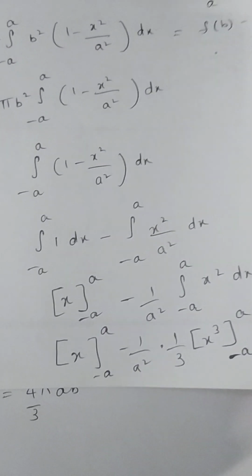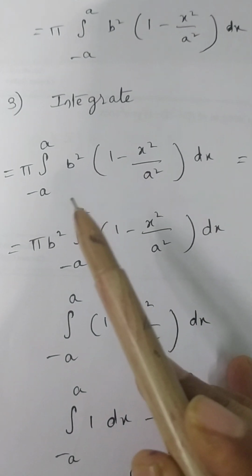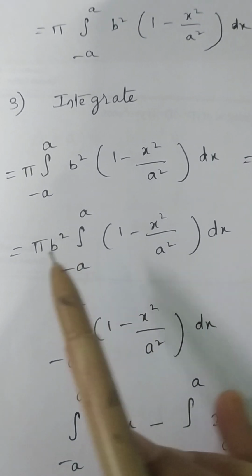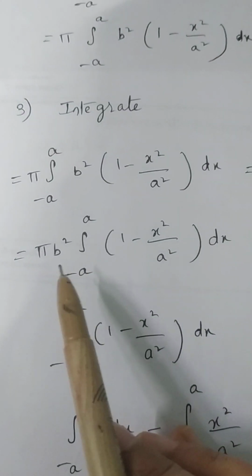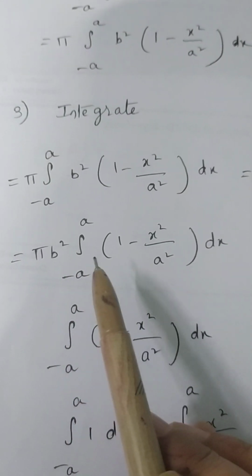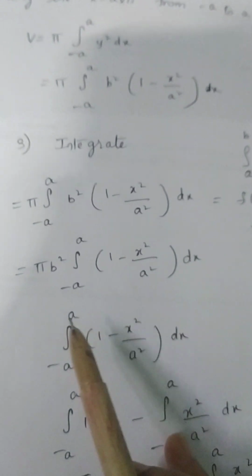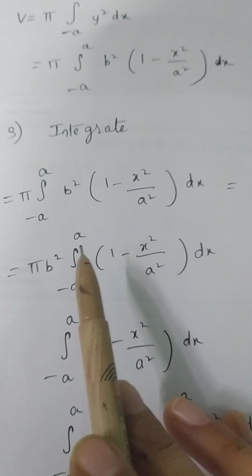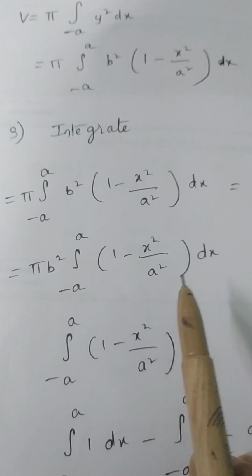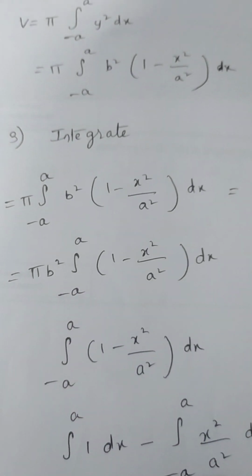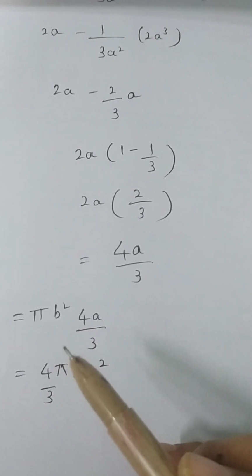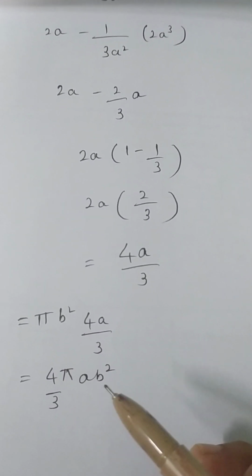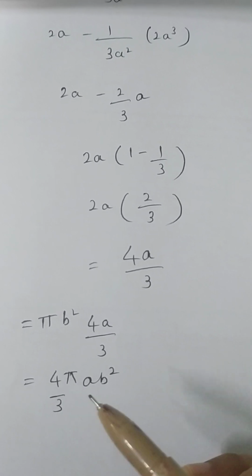Now we have found this particular integral value. The volume is equal to pi b square, we all know that. Now we have to substitute that value here. So pi b square into this integral value. How much did we get? 4a by 3. Pi b square 4a by 3, so 4 pi ab square by 3. That is 4 by 3 pi ab square.